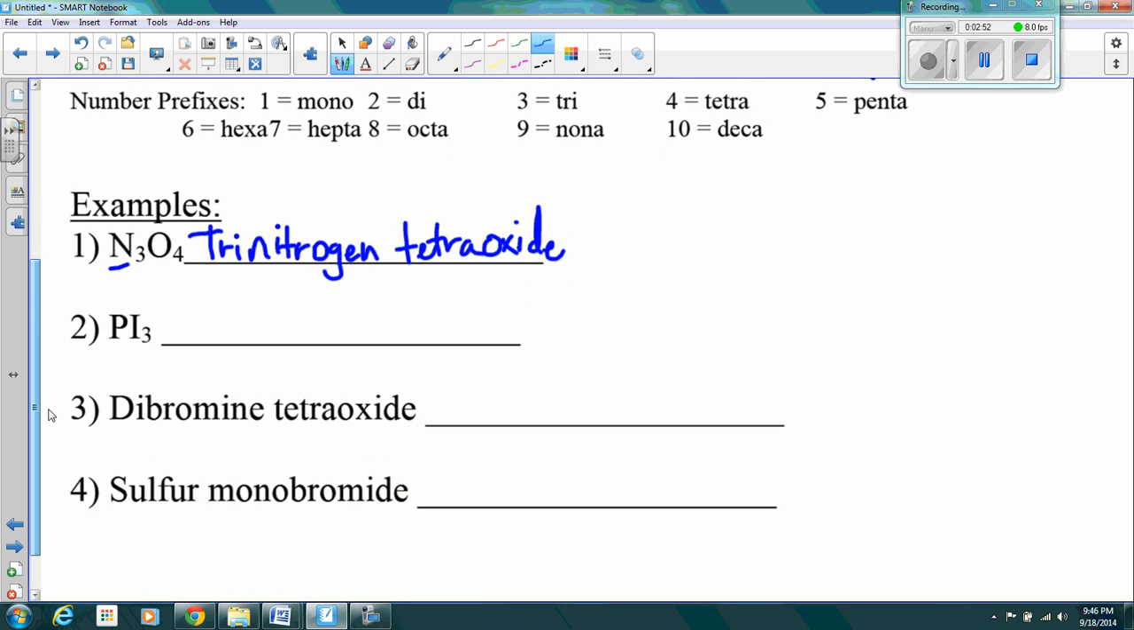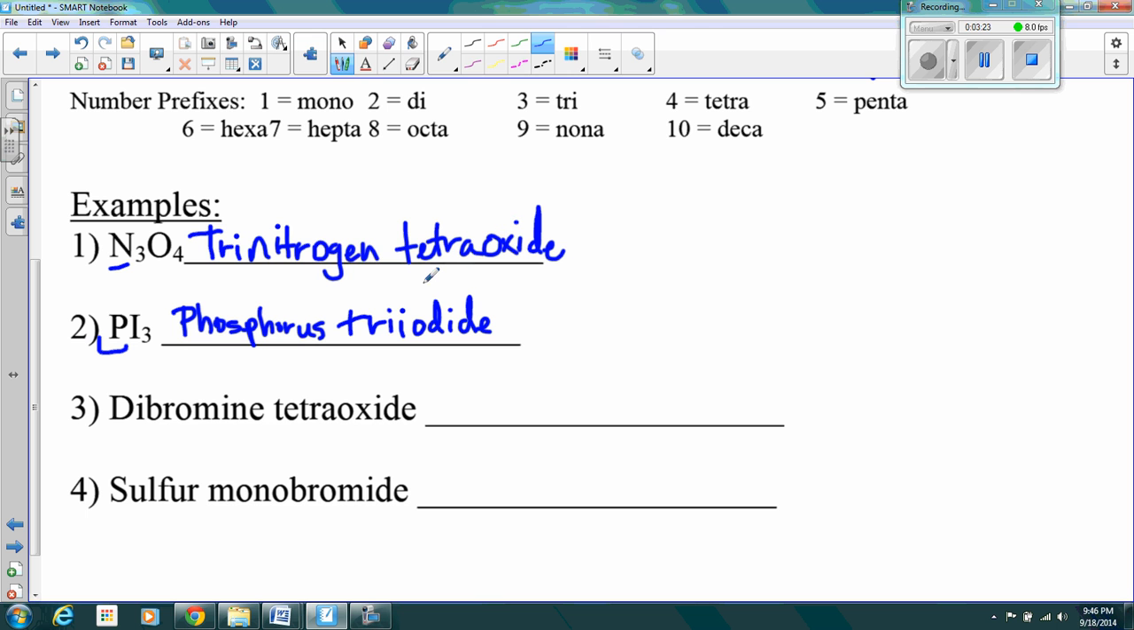So if I try the second one, I'll keep the prefixes up there so you can see them. All right, this first element is not going to have a prefix unless it's greater than 1. Well, there's only 1 there, so I'm just going to write down plain old phosphorus. Phosphorus, and then 3 would be tri. Triiodide. And yes, it does have 2 I's, and that looks kind of weird, but that is spelled correctly. And that's it. No looking up charges, nothing.